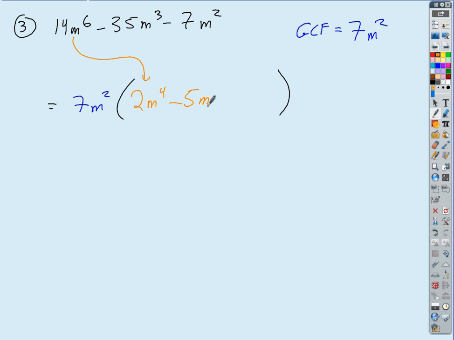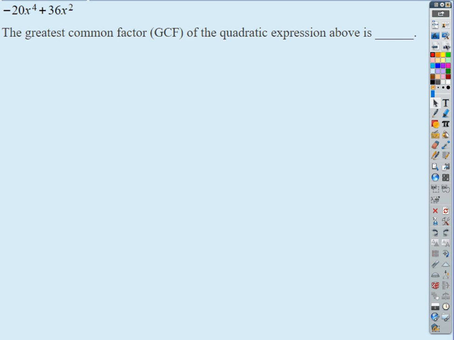Add to the 1, right? Yeah, so just leave it as negative 5m. Okay? And then the last one, negative 7m squared divided by 7m squared. Negative 1. Yeah. Okay. All right. Okay. One more of these.